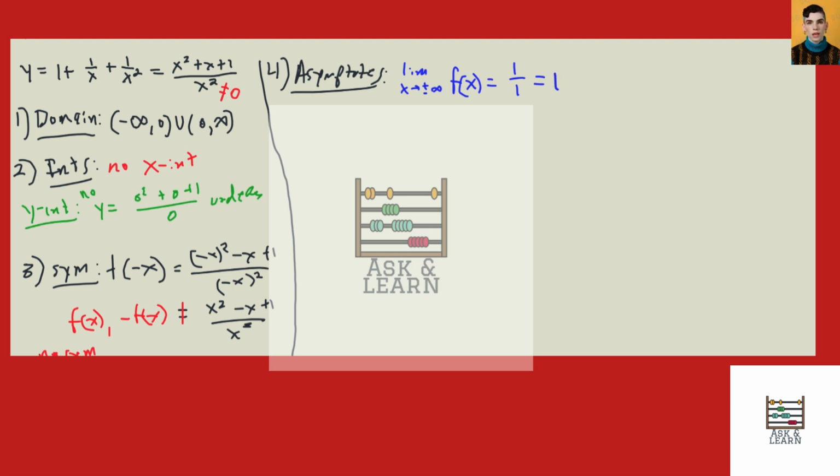Now, the limit as x approaches 0 from the right of f of x, and we want to look from the right because we'll have a vertical asymptote at x equal to 0, since when we plug in 0, we would be dividing by 0. So let's just go ahead and plug this in. So 0 from the right squared plus 0 from the right plus 1 over 0 from the right squared.